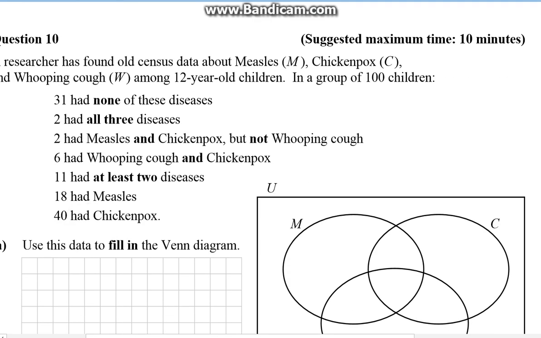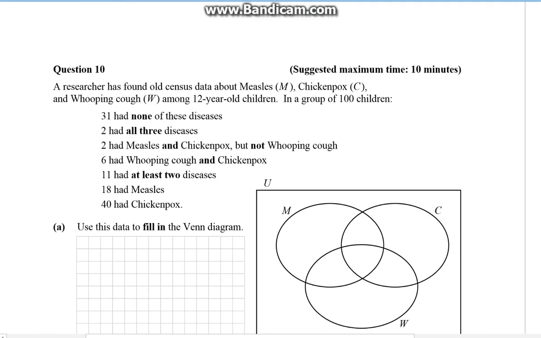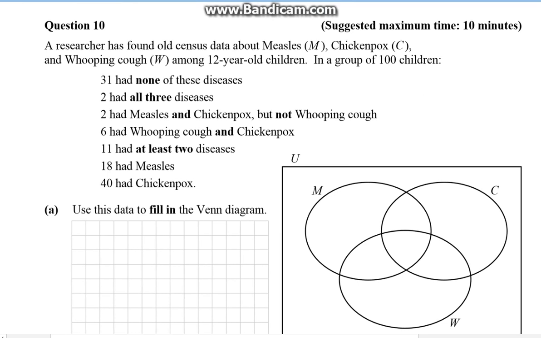Okay, so this is the final one we had to do. A sets question. Hopefully you did a bit better on this one this week. A researcher has found old census data about measles, chickenpox and whooping cough among 12-year-old children in a group of 100 children, so that's important to know. Our universal set is 100.